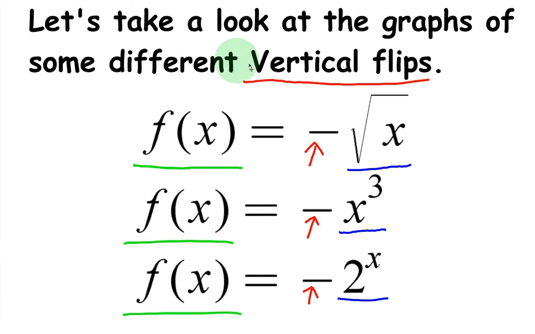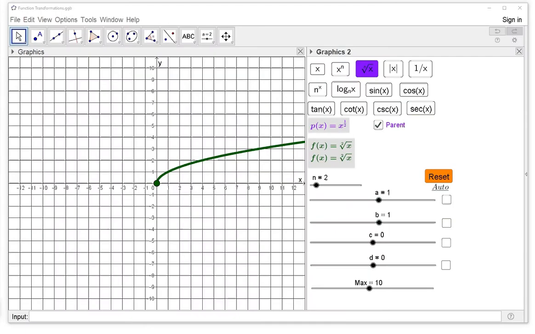Now we're going to take a look at some vertical flips, not horizontal flips. First of all, we're going to look at f of x equals negative square root of x. So here we have the square root of x. What happens if we put the negative symbol outside of the square root function like this? We can see that the graph flipped over the x-axis this time.